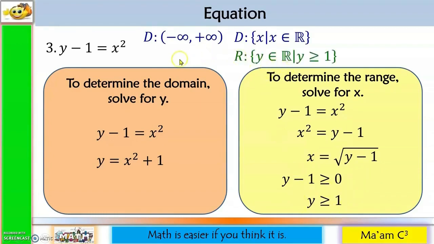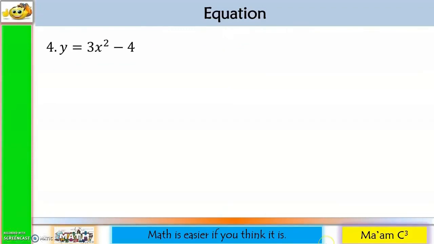Now, how do we write that in interval notation? So you start from 1, going to positive infinity. There is or equal, so we make use of bracket. 1 to positive infinity. Number 4, y is equal to 3x squared minus 4.